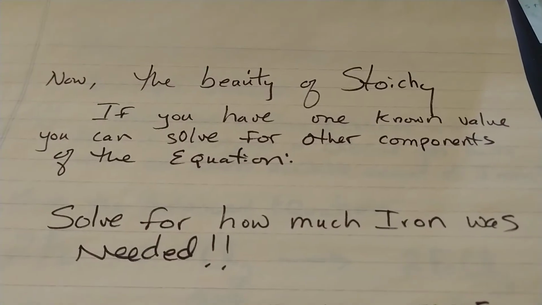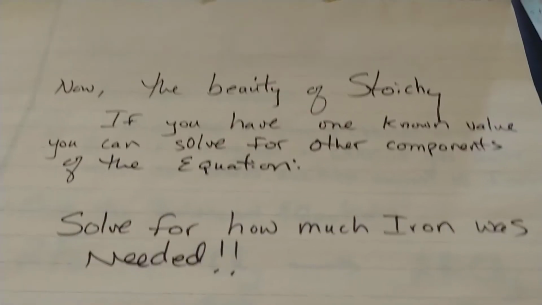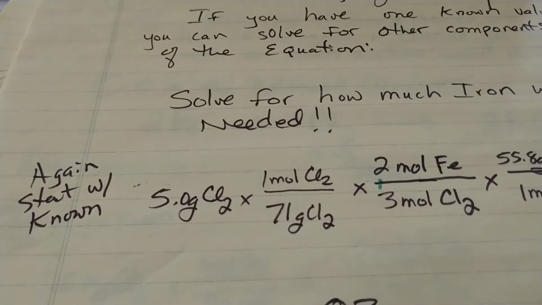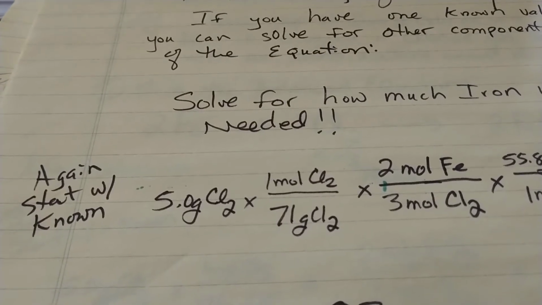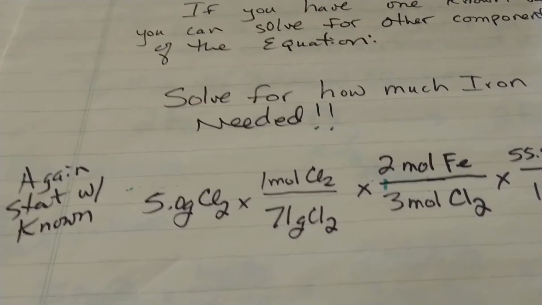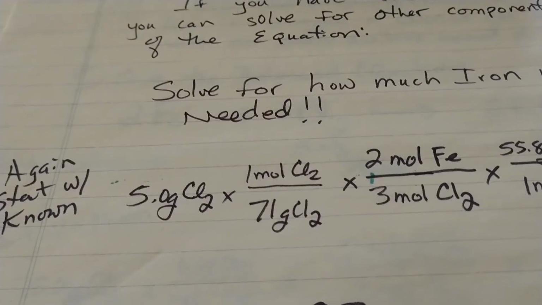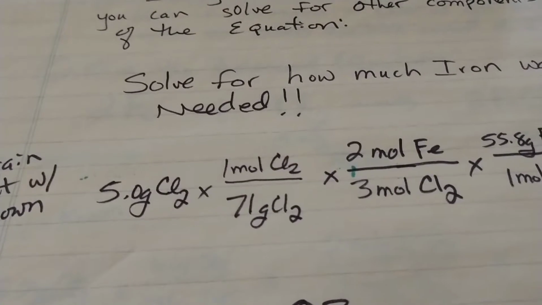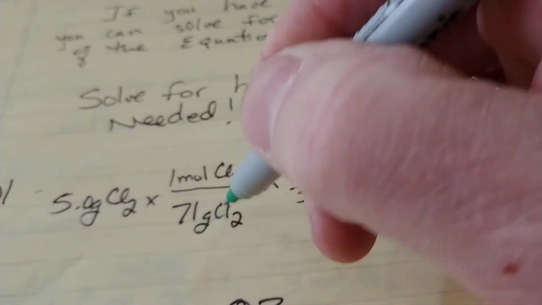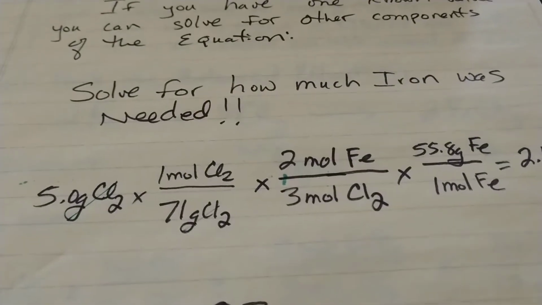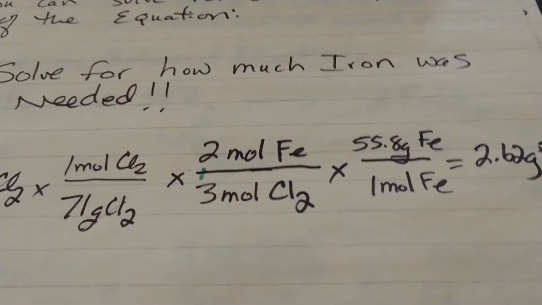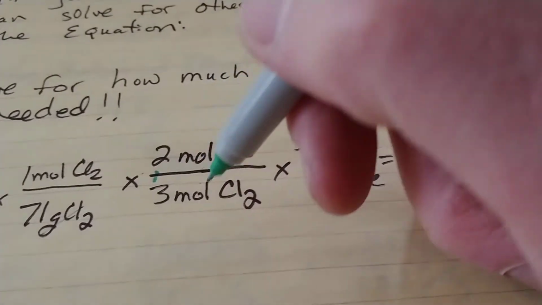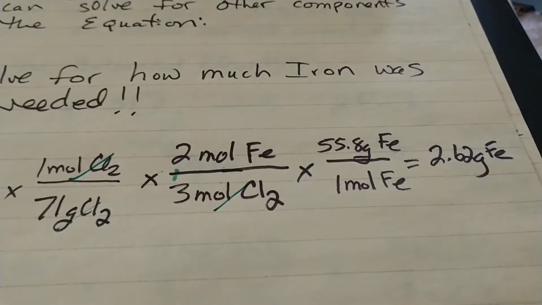Let's say we want to solve for how much iron was needed. I can just go ahead and start with the known value that I started originally with, 5.0 grams of chlorine gas. Of course, the first step is to repeat it again at 1 mole over 71 grams. You will see then I am canceling out the grams of chlorine and converting it to moles of chlorine. And in the balanced equation, 2 moles of iron are needed for every 3 moles of chlorine gas used up. So this cancels off our moles of chlorine.